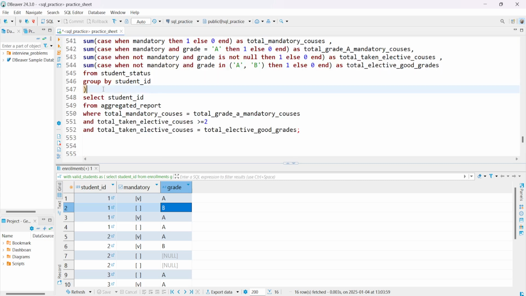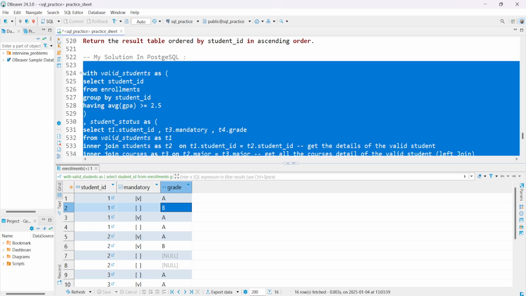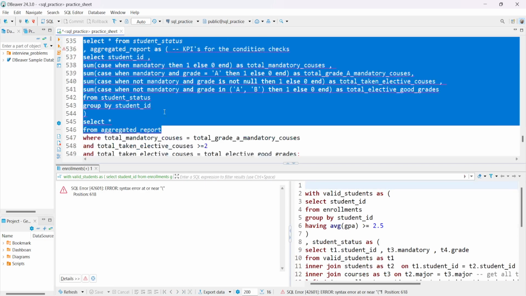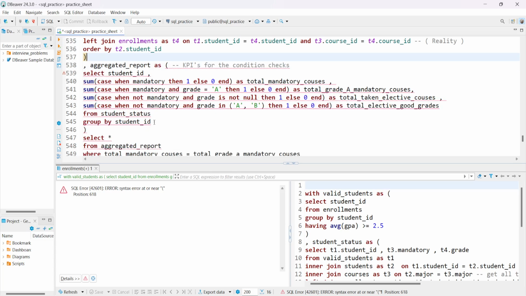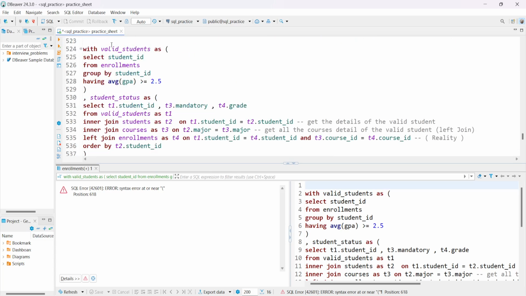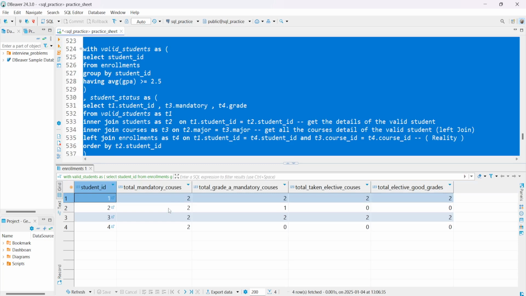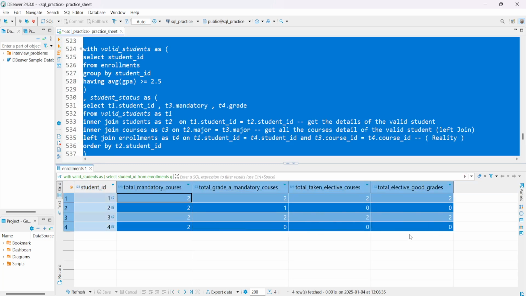So let me basically query this. So let me do star over here, and we are getting an error. Okay, so this should not be there. Okay, so we got this detail basically, right?